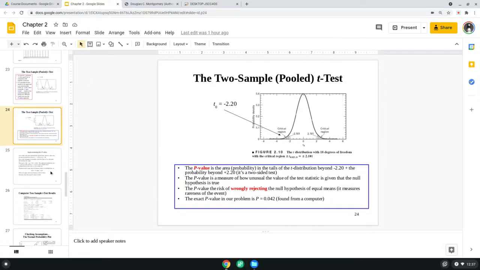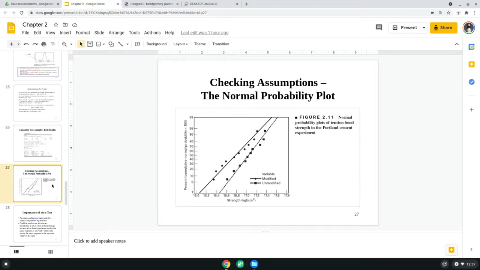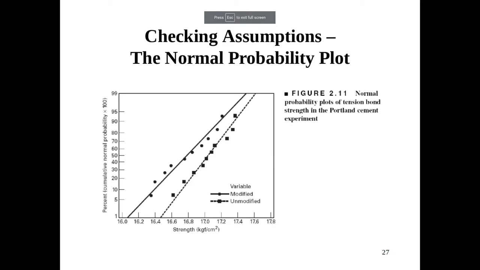Now let's continue the discussion. The next part of the t-test is checking assumptions. We assume that the data we collected on the tension bond strength for the two different formulations is normally distributed. So we have to make a normal probability plot to show that the normality assumption on the data is true, not violated.